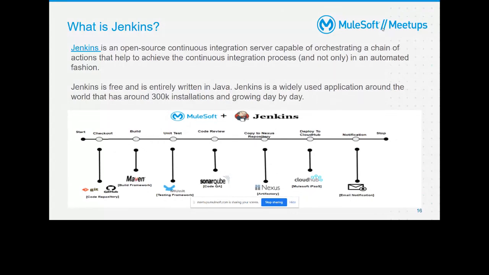Jenkins has around 300K installations all over the world for doing continuous integration and continuous deployment. Generally, these are the few stages defined in CI/CD. It always starts by checking out the code, performing the build, doing the unit testing, performing the code review, then copying the binaries to the Nexus repository, and deploying the code to CloudHub or Anypoint. In case there is any error during the deployment, it generates a notification.